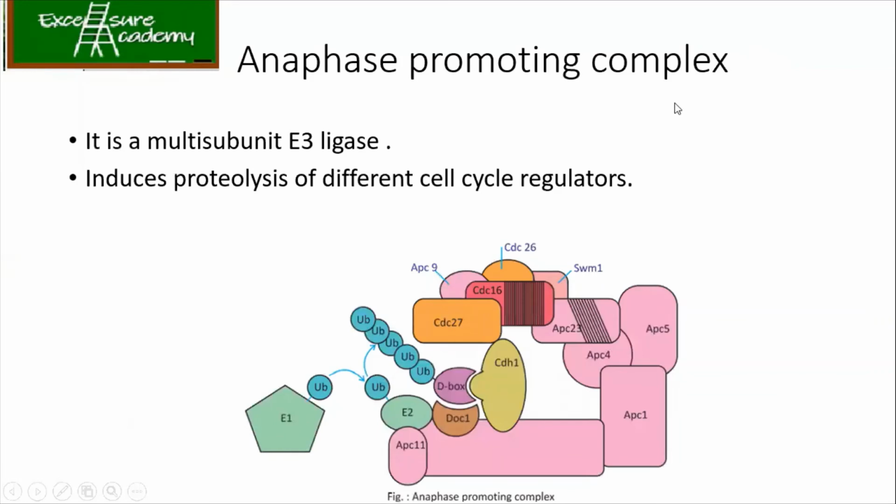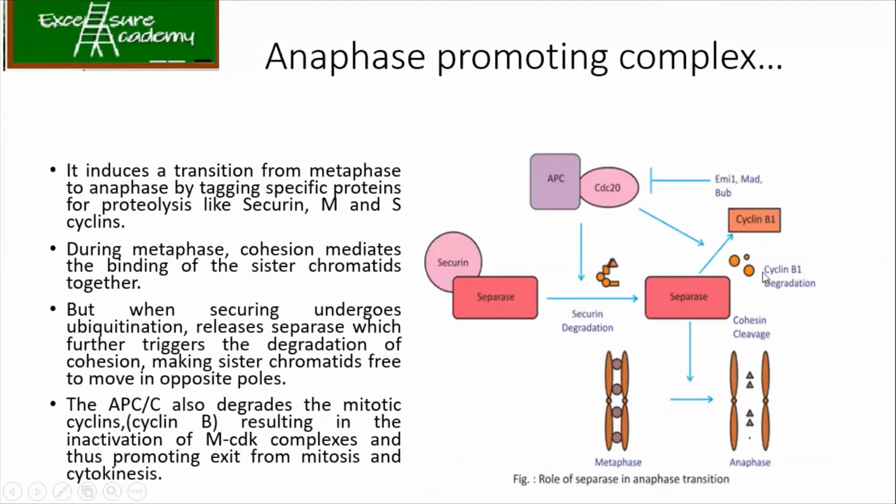Now, what is the anaphase promoting complex or the cyclosome? It's a multi-subunit E3 ligase. It induces proteolysis of different cell cycle regulators. So here you can see so many complexes are involved. E1 is there, E2 is there, and E3 is there. Okay. No need to remember. How many complexes, how many subunits there are, you don't have to remember all that. Just remember what is the function of the APC.